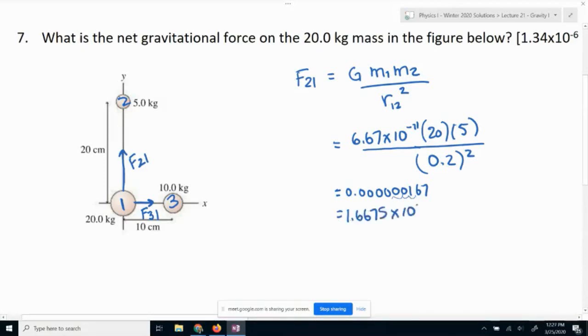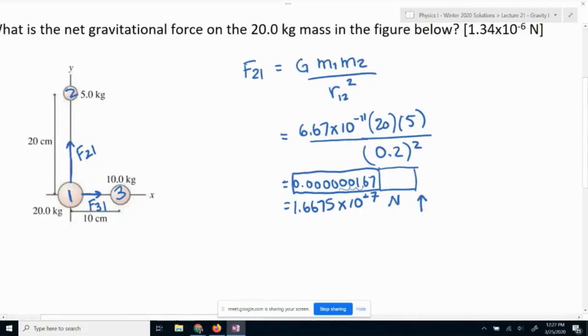1.6675 times 10 to the negative 7. The only reason I'm doing this on my calculator is because it stops right here. This is my only view, even though there are other digits that might exist afterwards. By multiplying by 10 to the 7, I was able to move the decimal place over 7 times so I could see what's next, because there wasn't space on my screen. So now I can see the force that 2 exerts on 1 is 1.6675 times 10 to the negative 7 newtons, and it's pointing upwards.